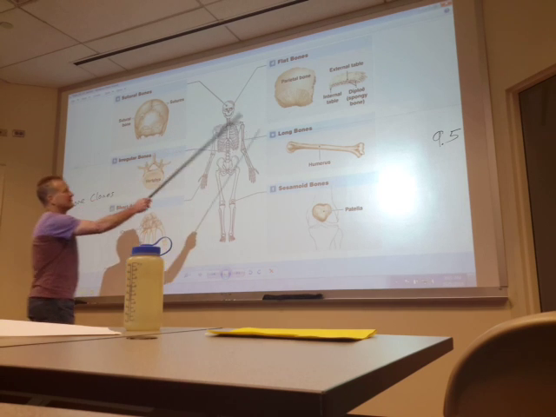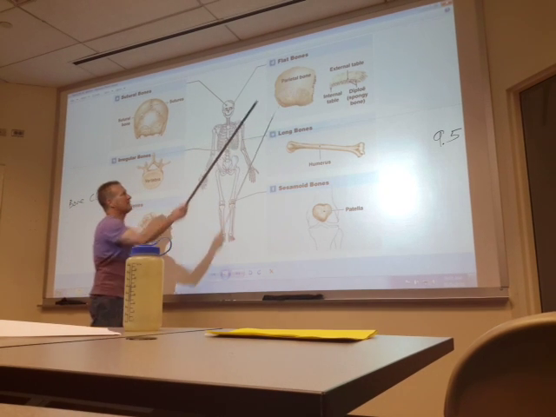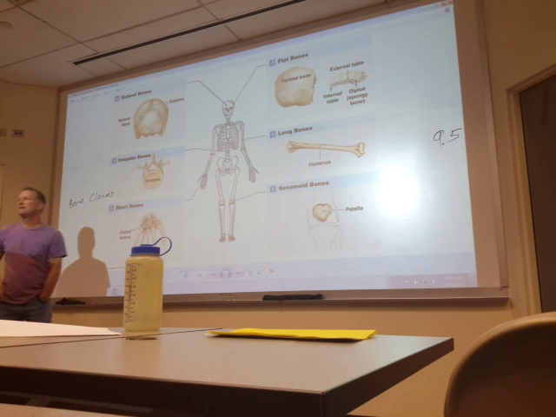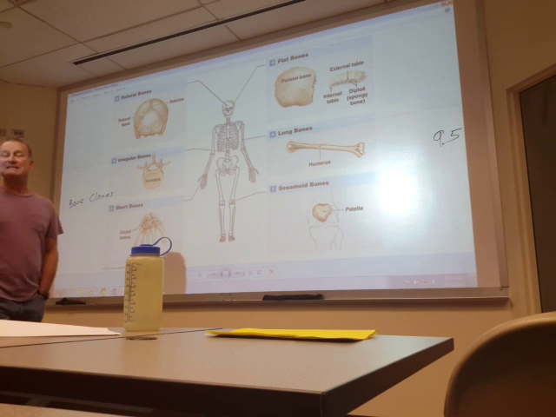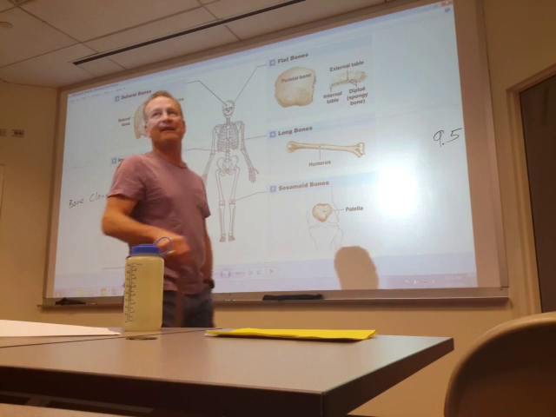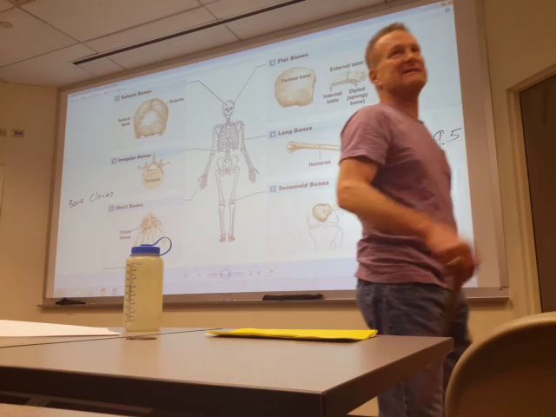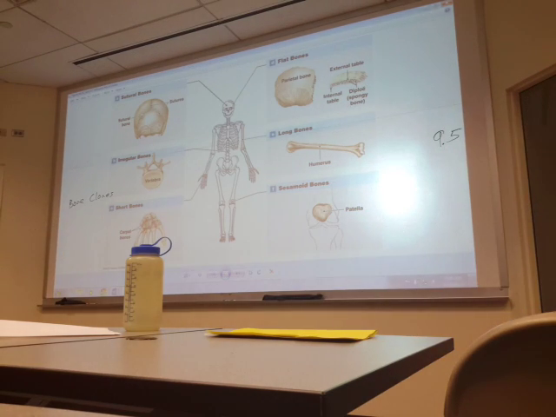So flat bones, other than the obvious, like parietal bone: ribs, sternum, clavicles. Those are all flat bones. Are most bones in the skull considered flat bones? Most bones in the skull are flat. The exceptions would be like the sphenoid and the ethmoid, which would be classified as irregular.